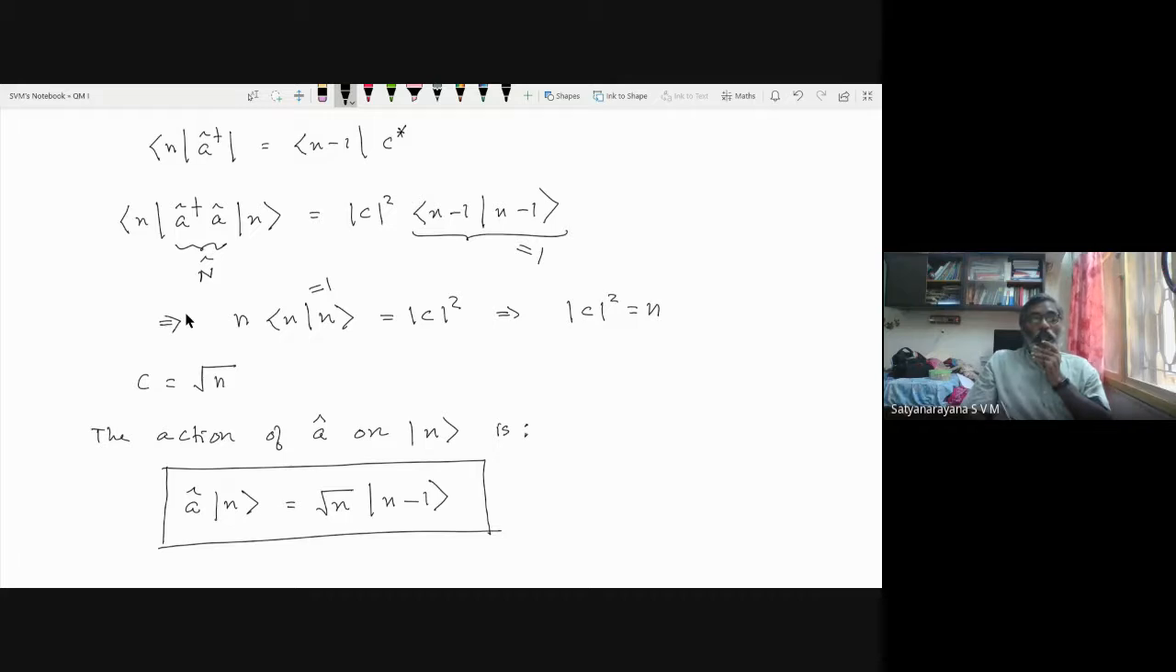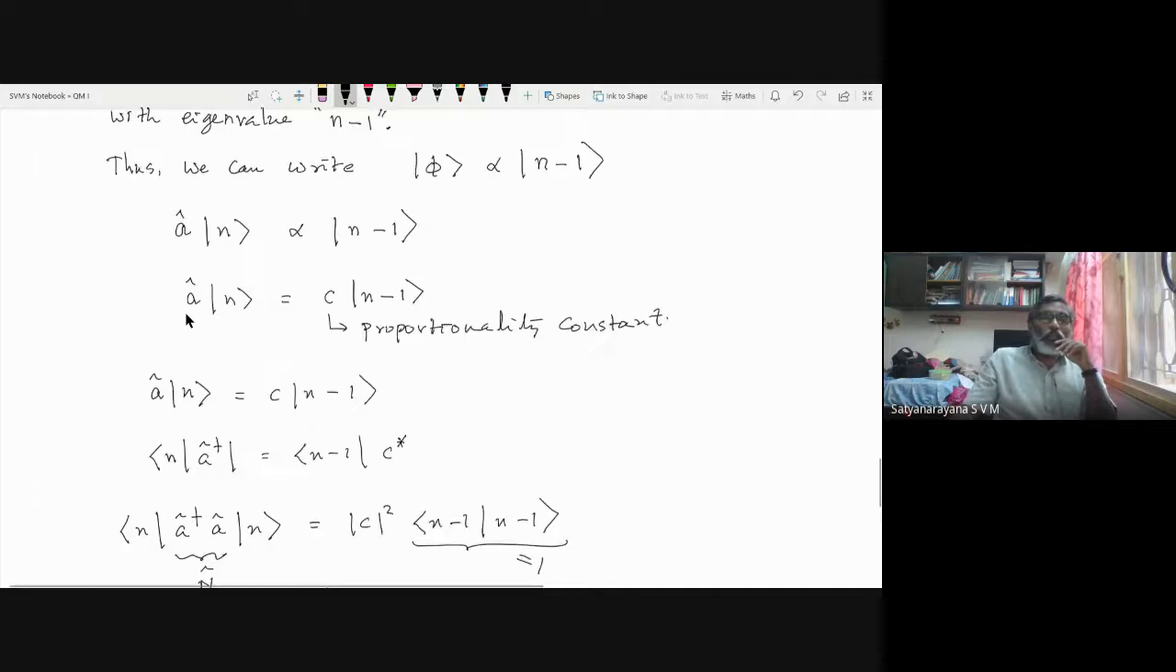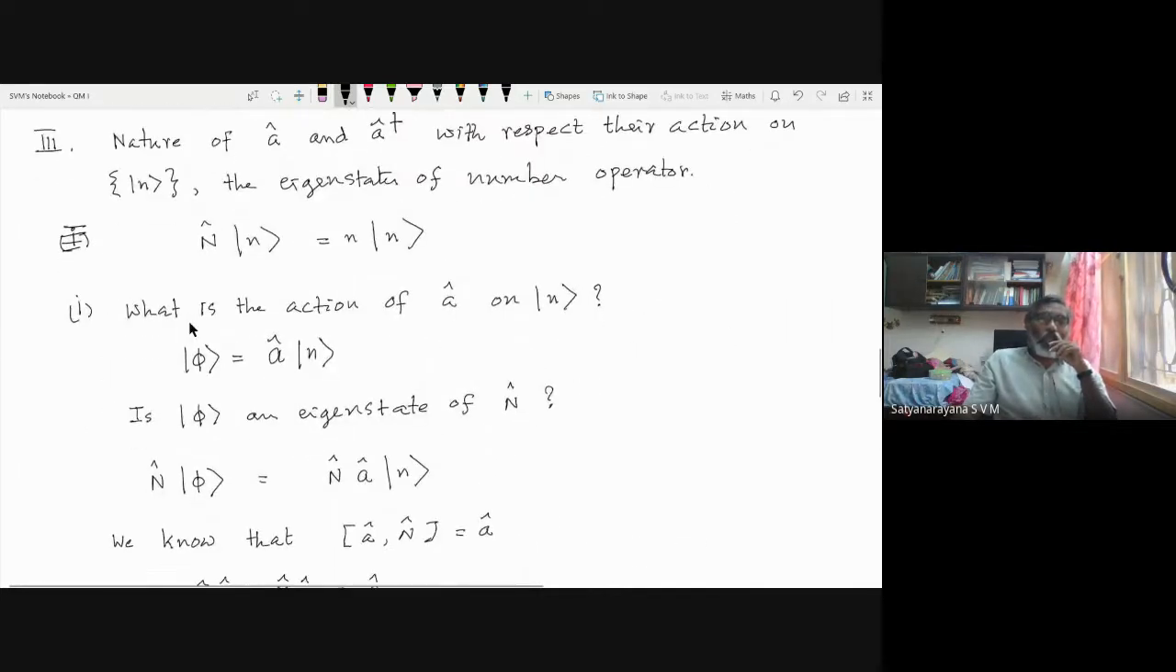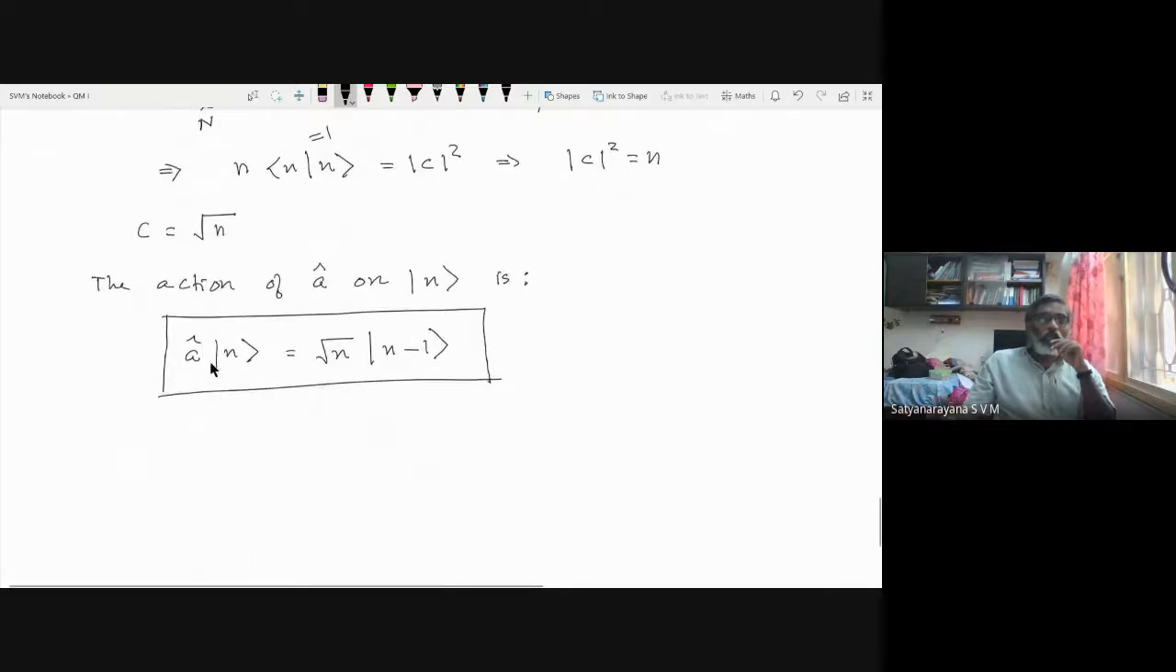Okay, A on N is equal to square root of N into N minus 1. Okay, so that is good. Now let us try to ask our second question. The second question is, what is the action of A dagger on N? I will leave it for you to figure this out and prove that.